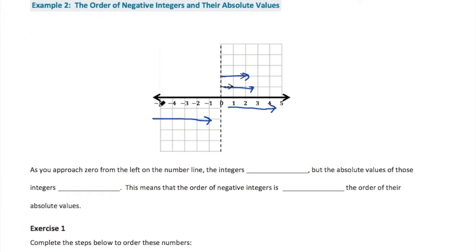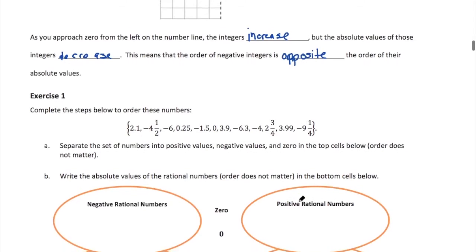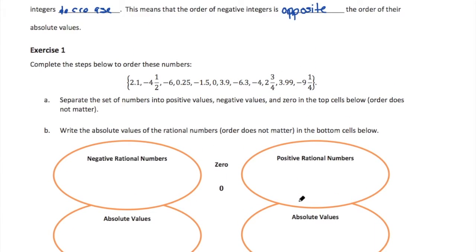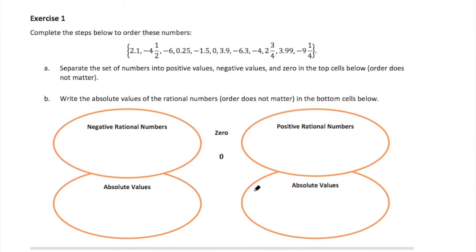All these numbers, negative 5, 4, 3, 2, 1: negative 1 is greater than negative 2 is greater than negative 3, and so forth. So we can say as you approach 0 from the left on the number line, the numbers increase. However, their absolute value is decreasing, because the absolute value of negative 1 is less than the absolute value of negative 5. This means that the order of the negative integers is opposite the order of their absolute values. So let's go ahead and take a look at a set of numbers and put them in order and dive deeper into this relationship.